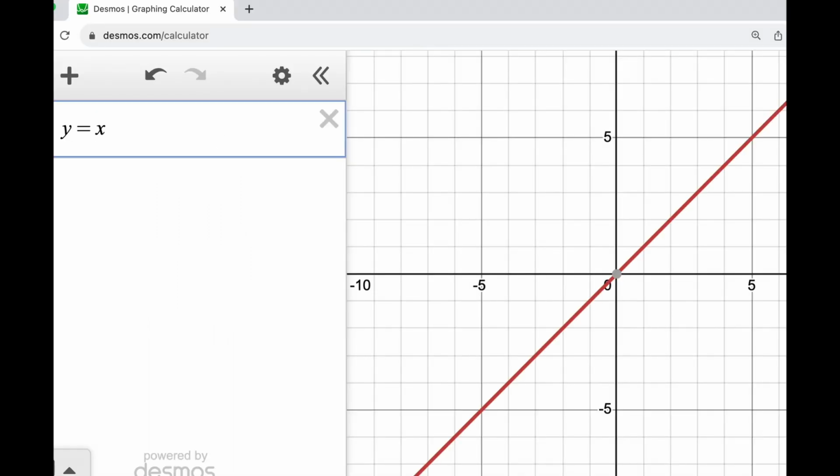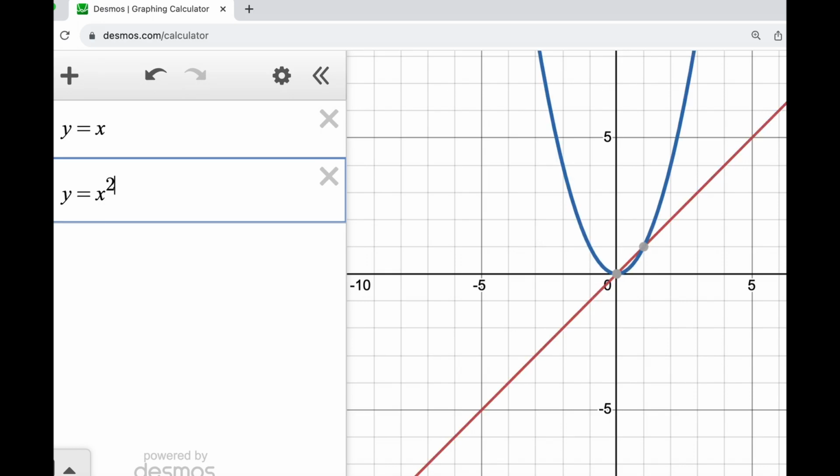Now there are other common functions besides those two. We have y equals x cubed, y equals x to the fourth, and so on. These are all considered common functions that we encounter commonly. Let's take a look at what they look like. Here's y equals x. Here's y equals x squared. Here's y equals x cubed.